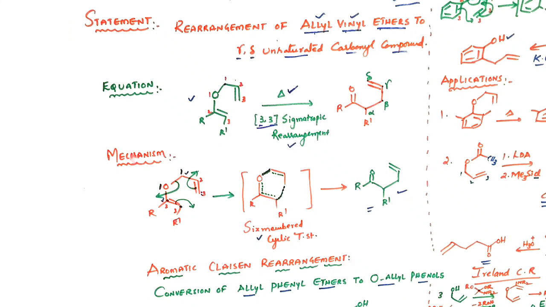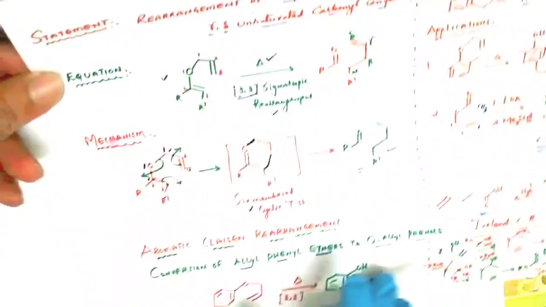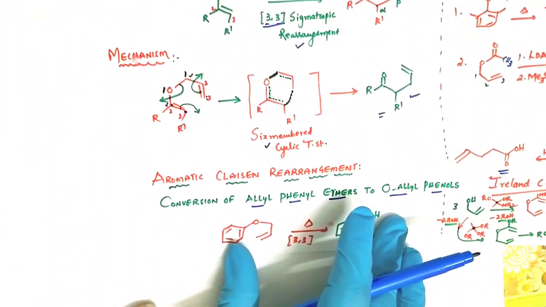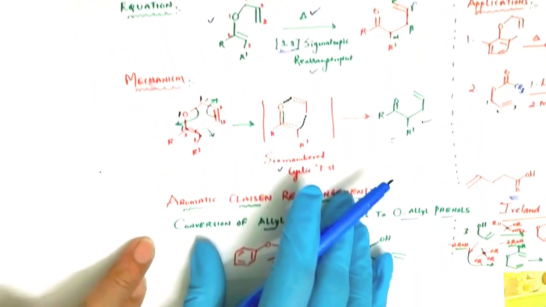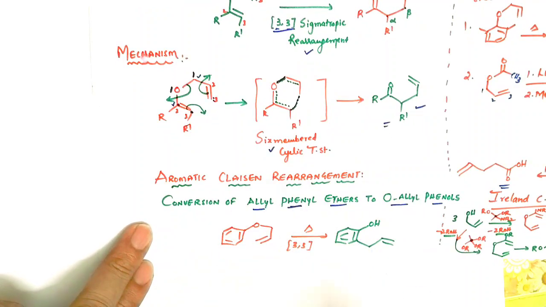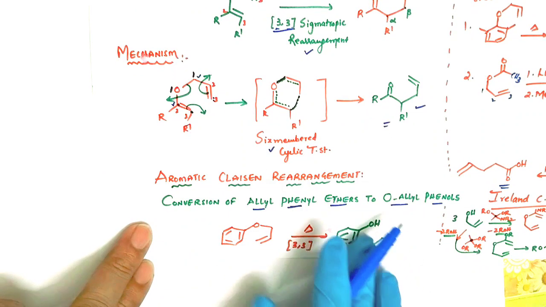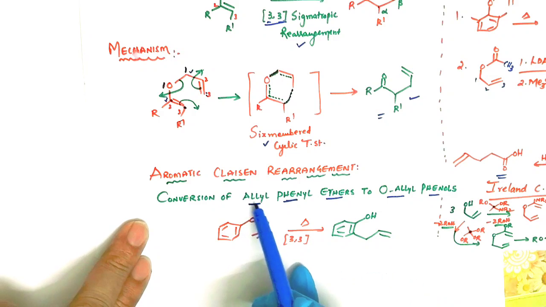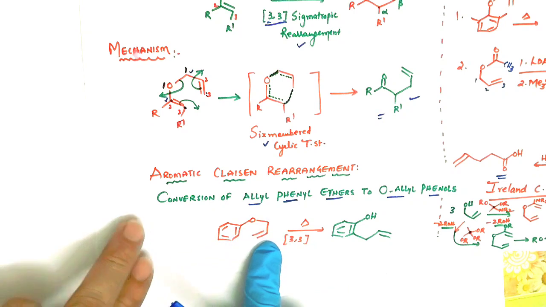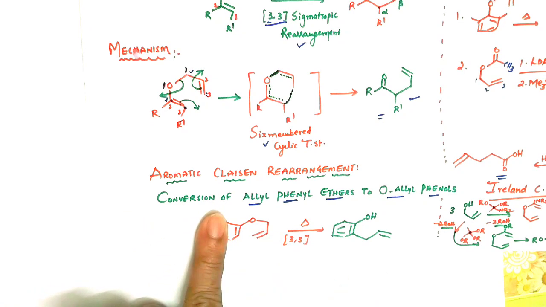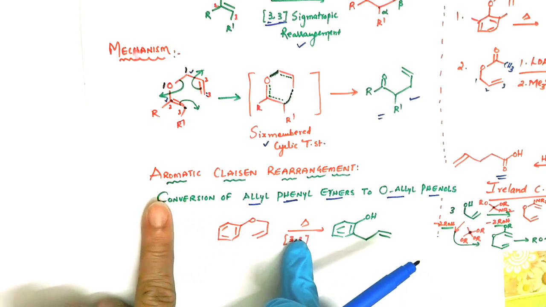Suppose the vinylic group is replaced with benzene. That is commonly called a phenyl group. So at that time the reactant will be allyl phenyl ether. One side an allyl group, another side a phenyl group. This is an extension of the vinyl, right? This is vinyl, and this is the extension of vinyl.